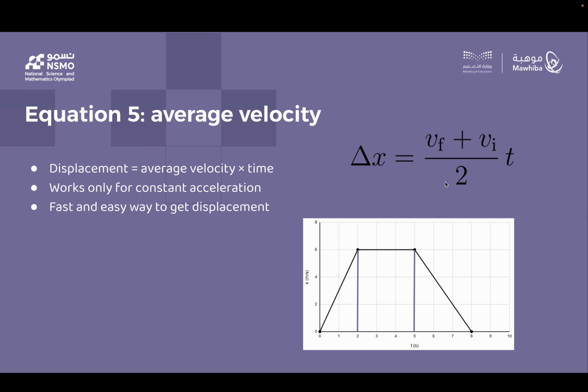The final, 5th equation of motion is related to the average velocity. It gives the displacement as the average velocity multiplied by the time. It is very important that this only works for constant acceleration. This formula is a fast and easy way to get the displacement if you know the initial and the final velocities.